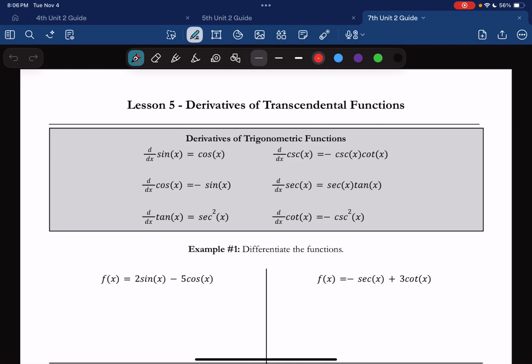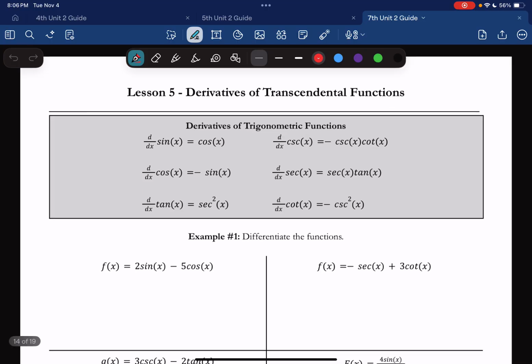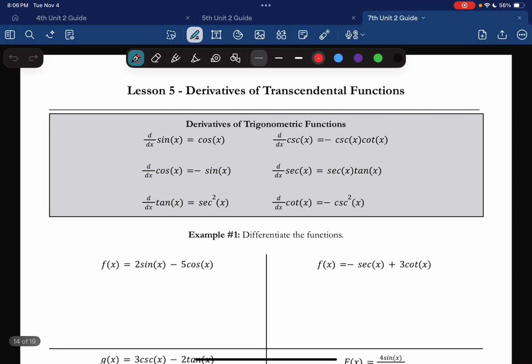Right, so for lesson 5, we're going to be talking about taking derivatives of transcendental functions. So transcendental functions, that is our trig, our exponential, and our logarithmic functions. We're going to start off with the trig functions. So I have my 6 trig functions there and their respective derivatives.